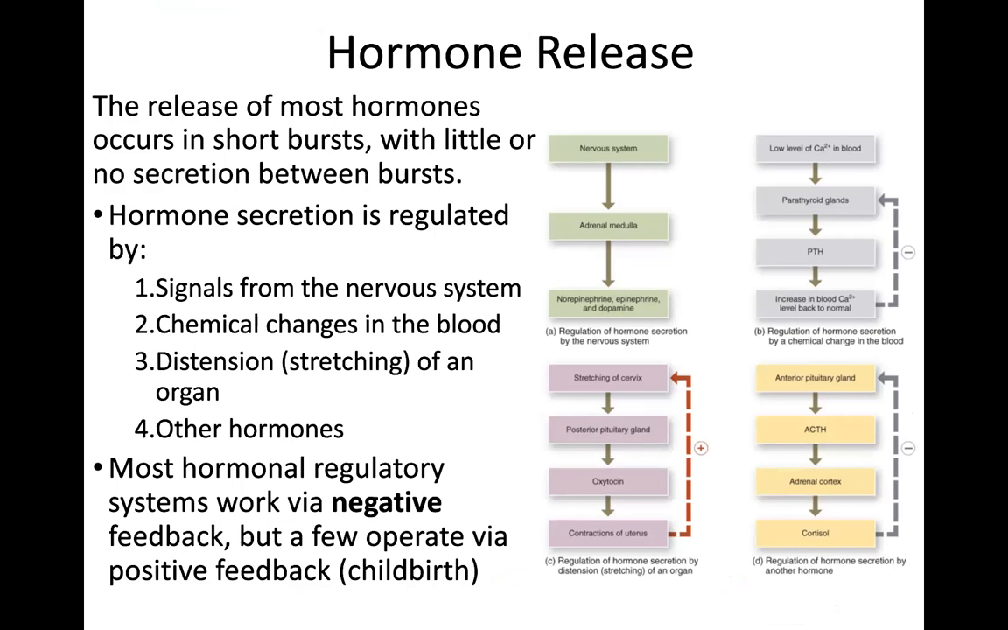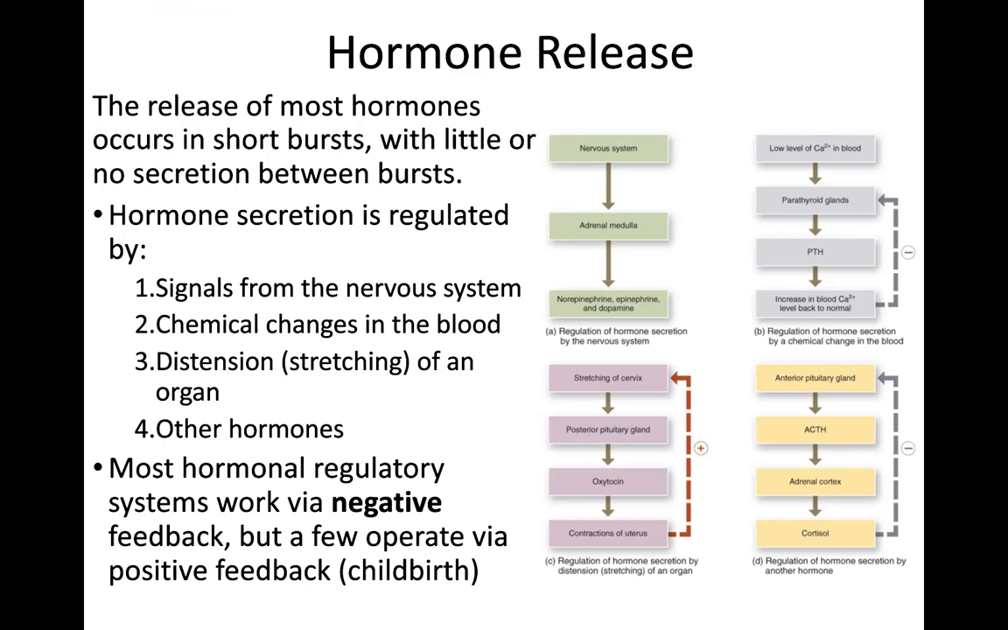Okay, let's talk hormone release. The release of most hormones occurs in short bursts with little or no secretion occurring between bursts. Okay, so it's just kind of spit out a little bit at a time. And the secretion of these hormones is regulated by kind of four things. In other words, four things can trigger hormones to be released.